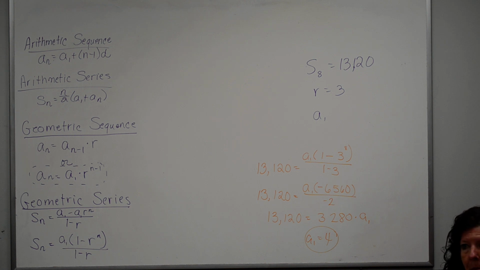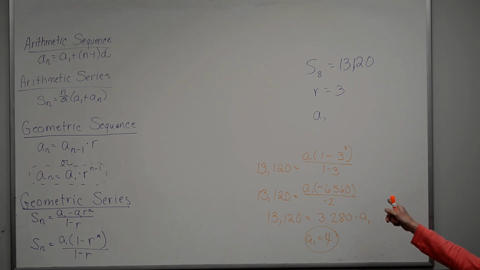Shell, is that what you got? Get it, Joseph? Should be 4. I have 3.99. What in the world? Is that how you set it up? Did you get negative 6,560 when you did the parentheses up there? 1 minus 3 raised to the 8th power? You put me negative? Yeah, it would have been negative because it's 1 minus that. Yeah, positive. That's what happened then.